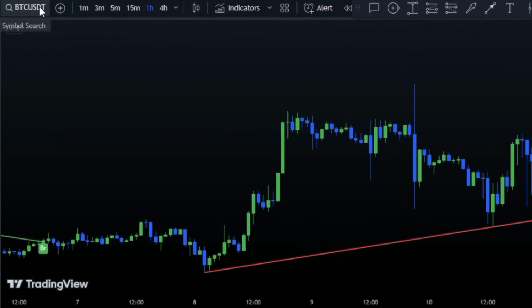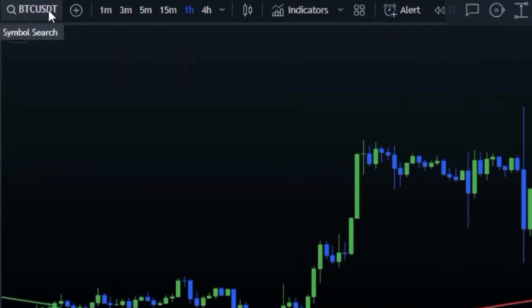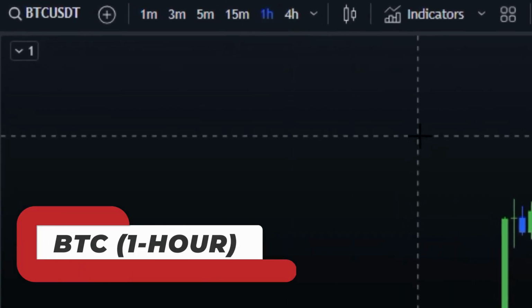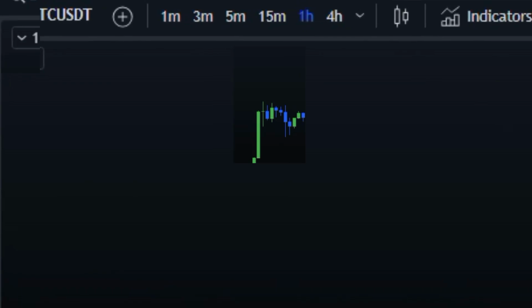And to discover how this tool can improve your trading skills, let's examine the Bitcoin chart on a 1-hour time frame for some real examples.